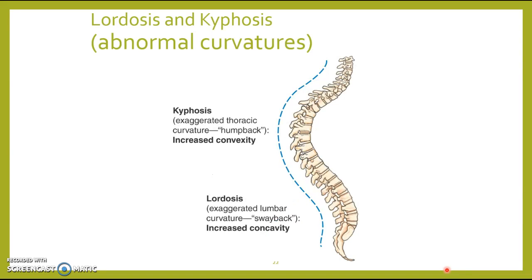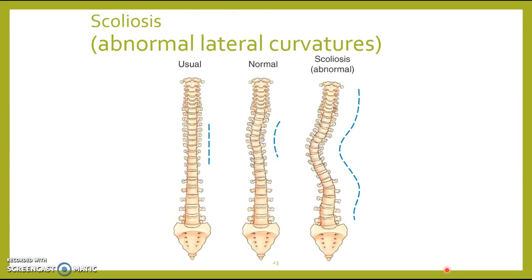The extreme curvatures of the spine include kyphosis, or maybe a hunchback or humpback look. It's the extreme curvature of the thoracic curve. Lordosis is the extreme lordotic curvature of the lumbar. Scoliosis is the abnormal curvature laterally from the mid-alignment, the mid-sagittal plane of the spine.